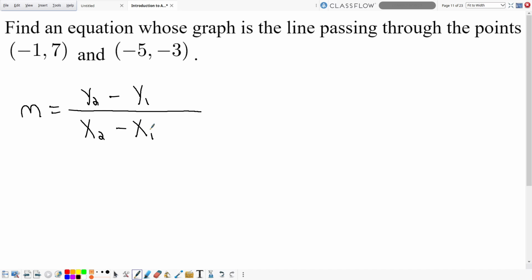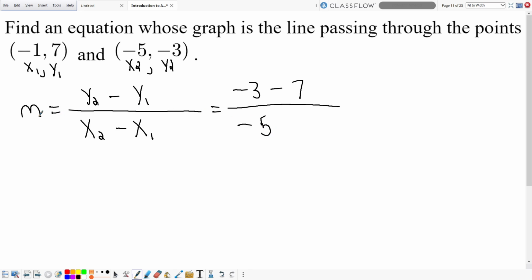Okay, so let's look at our coordinates. First one, I'm just going to say this is my x1, and this will be my y1, which means our next coordinate, this will be my x2, and this one will be my y2. And then we'll just plug stuff into our formula. So y2 minus y1: -3 minus our y1, which is 7. We got x2 minus x1. x2 is -5.